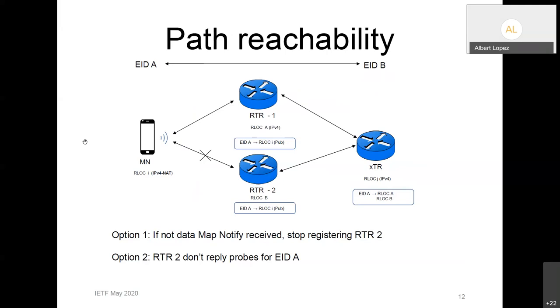To mitigate this scenario, we can combine two solutions. Firstly, if the mobile node doesn't receive data map notifies from RTR2, this will mean there is no connectivity, and it should remove it from the registered mapping. This could be combined with the RTR checking the status of an EID in the cache before replying to a probe from the xTR. If the status is not active, then RTR2 should not reply to the probe message.